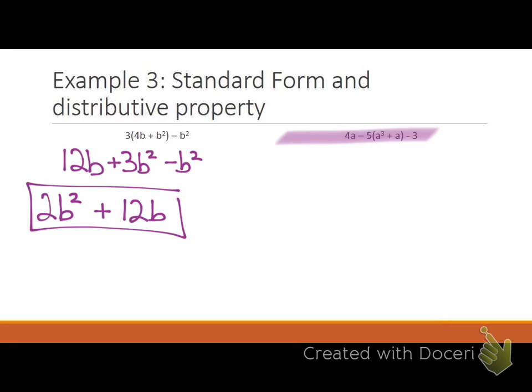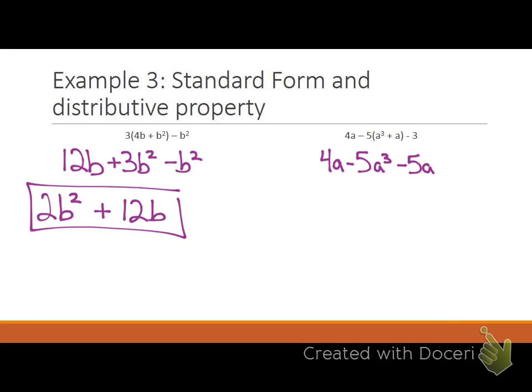4a minus 5 times a to the third plus a minus 3. Now we need to distribute first because we cannot add a to the third plus a. They're not like terms. All right, so now we're going to go, is that positive 5 or negative 5? Negative 5 times a to the third and negative 5 times a. And what do I get? Negative 5a to the third minus 5a minus 3.